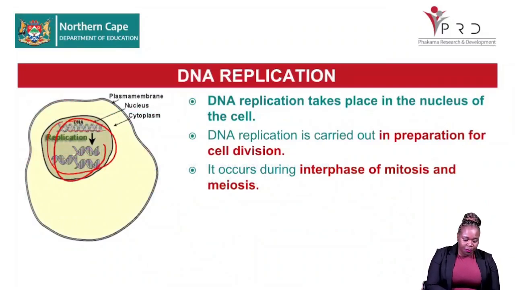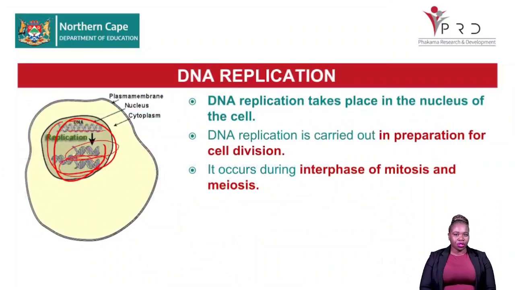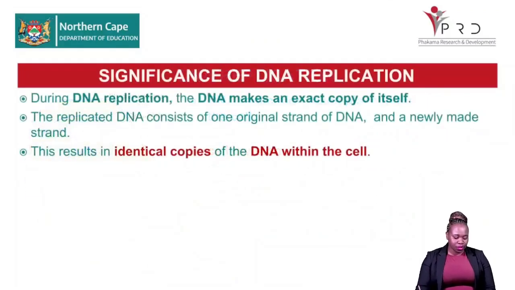We have that DNA that replicates itself, and then you are now going to end up with two DNA molecules that are identical to each other. Simply like making a photocopy. When you make a photocopy, you have your original, you make a copy, and it comes out exactly like your original, right? So it takes place in the nucleus in preparation for mitosis and meiosis, right?